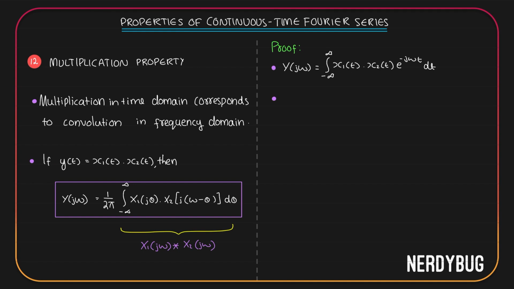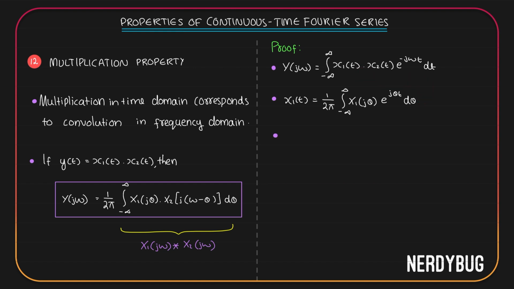Now let us use synthesis equation to write x1 of t. It will be 1 by 2 pi integral from minus infinity to infinity x1 of j theta e raised to j theta t d theta. Instead of taking omega, I took theta because it will help us recognize which terms came from which equation when we put it over here.